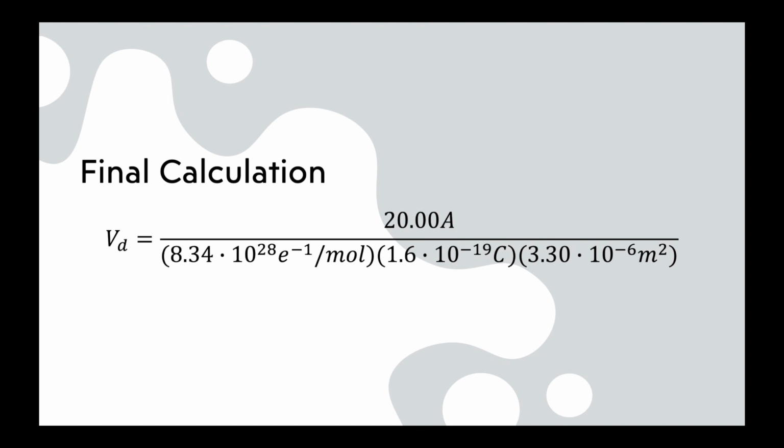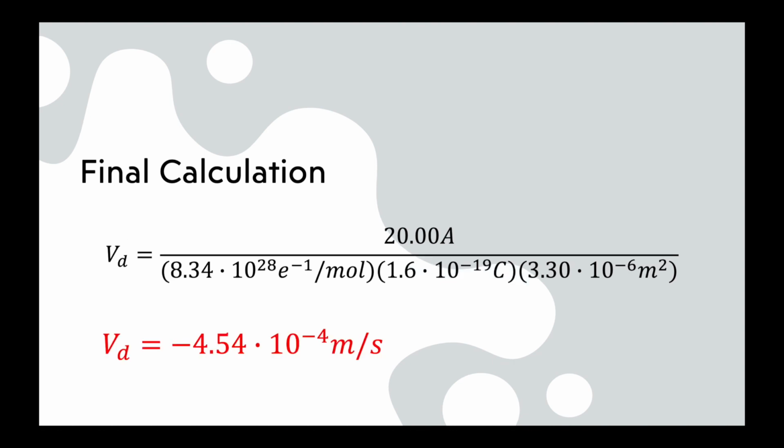After plugging all this information into the calculator, we find that our drift velocity is equal to negative 4.54 times 10 to the negative 4th meters per second. Our negative value lets us know that the free electrons are traveling in the opposite direction of the conventional current.